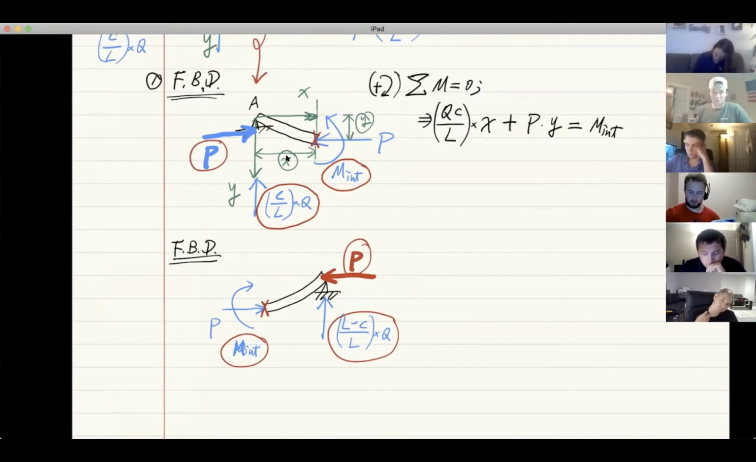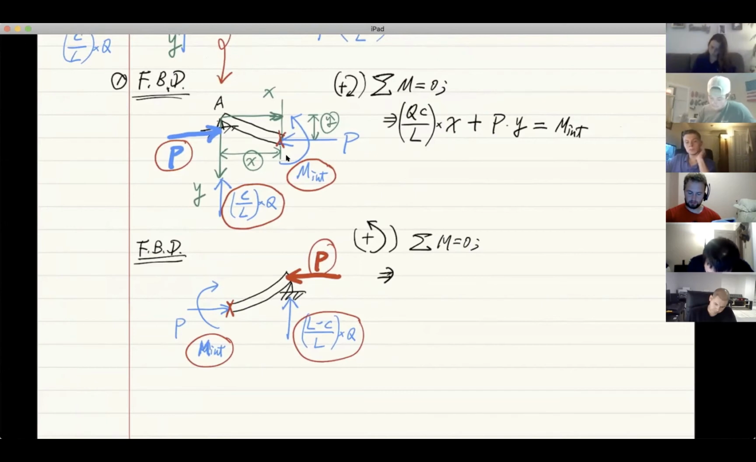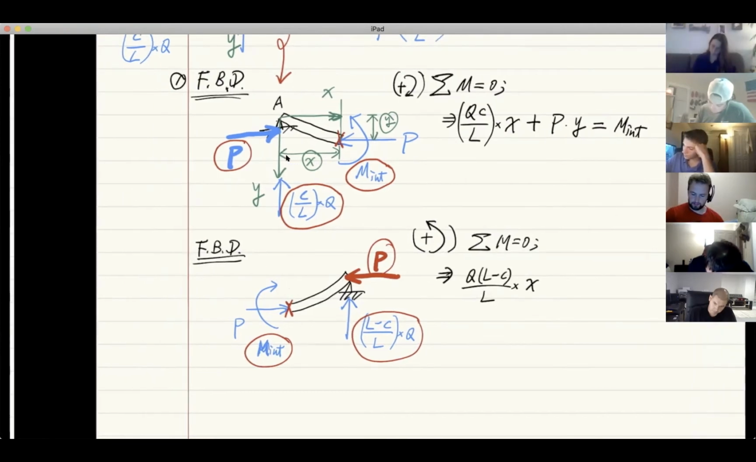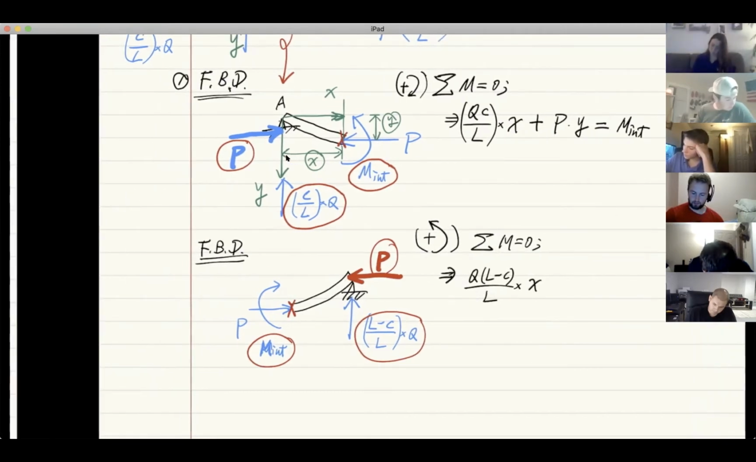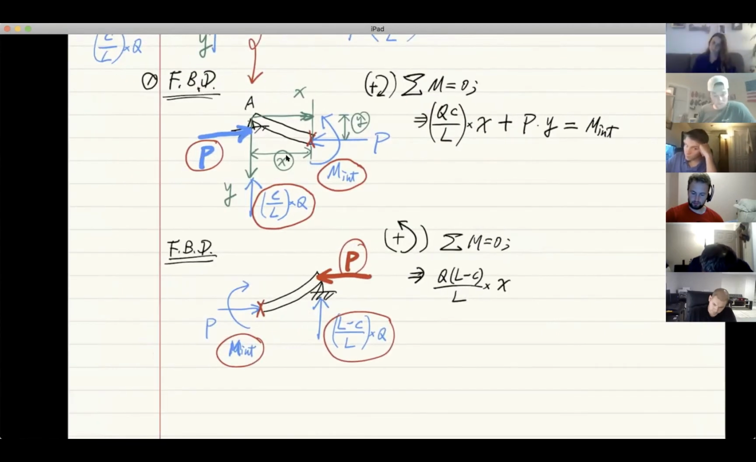You want to take the turns which will make them positive. So here we're going to say not clockwise, but counterclockwise will be the positive direction. Then we arrive at the following moment equilibrium expression, the first one is Q times L minus C over L times X. Why is it X? For the same reason as in the first free body diagram. So in this case, we define the X, Y, Z from here. This is going to be Y, and this is going to be X.